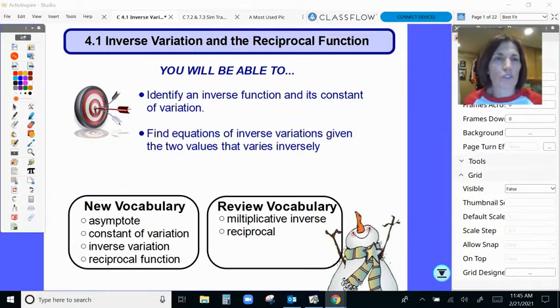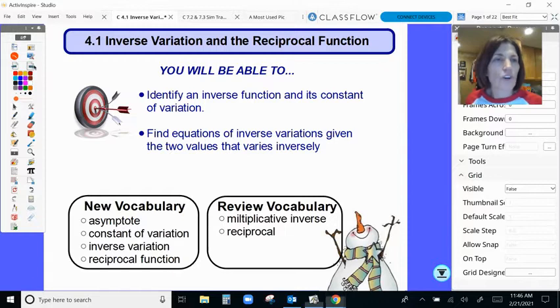Welcome back, Algebra 2. We are going to loop back now to 4.1 inverse variation and the reciprocal function. Today we're going to talk about inverse functions and variation and the constant of variation, and then also talk about how to find functions and equations of inverse variations given two values.